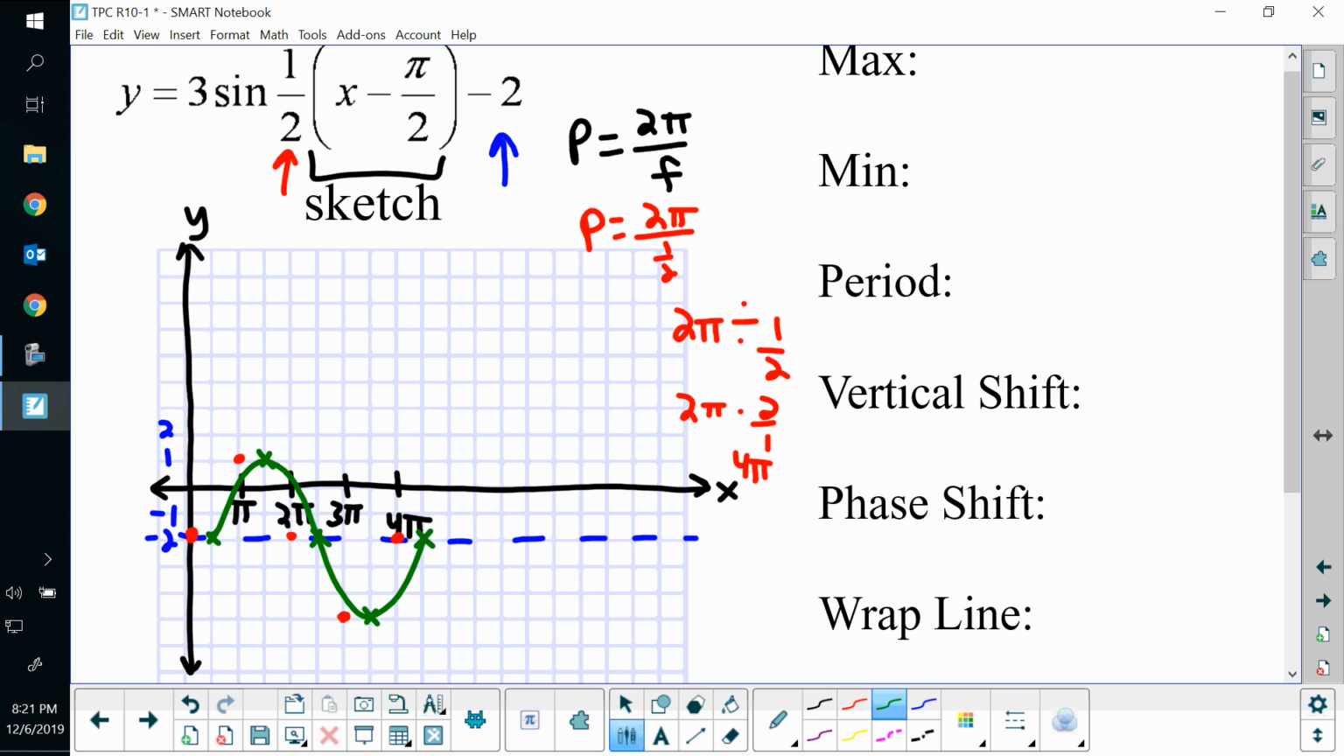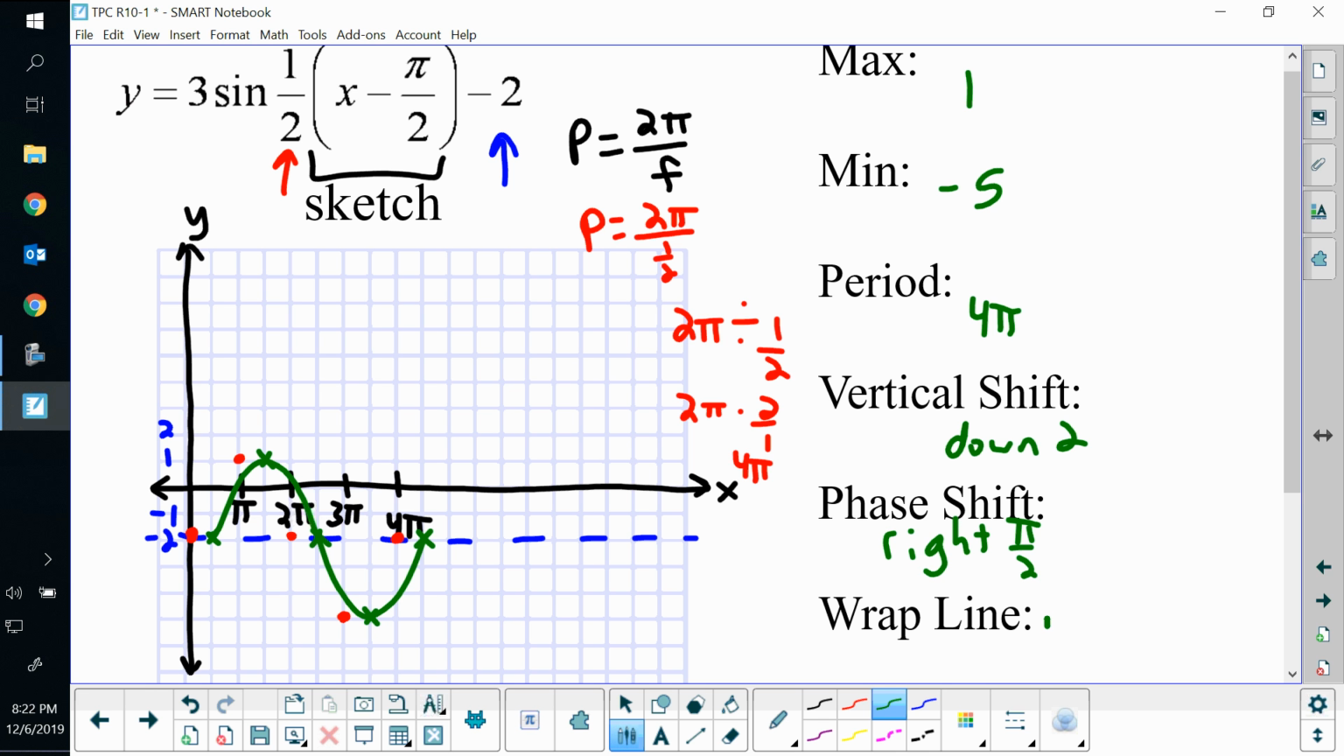So we're going to go over to the packet now, and we're going to answer those things over on the right for this one. The max is just the largest y value that we ever have, which would be 1 in our case. The min is the lowest y value that we would ever have, which in our case would be -5. The period we had calculated to be 4 pi. The vertical shift is how much we went up or down, and that's based on the wrap line, so we went down 2. The phase shift is how much you shifted left or right, and we went right pi over 2.